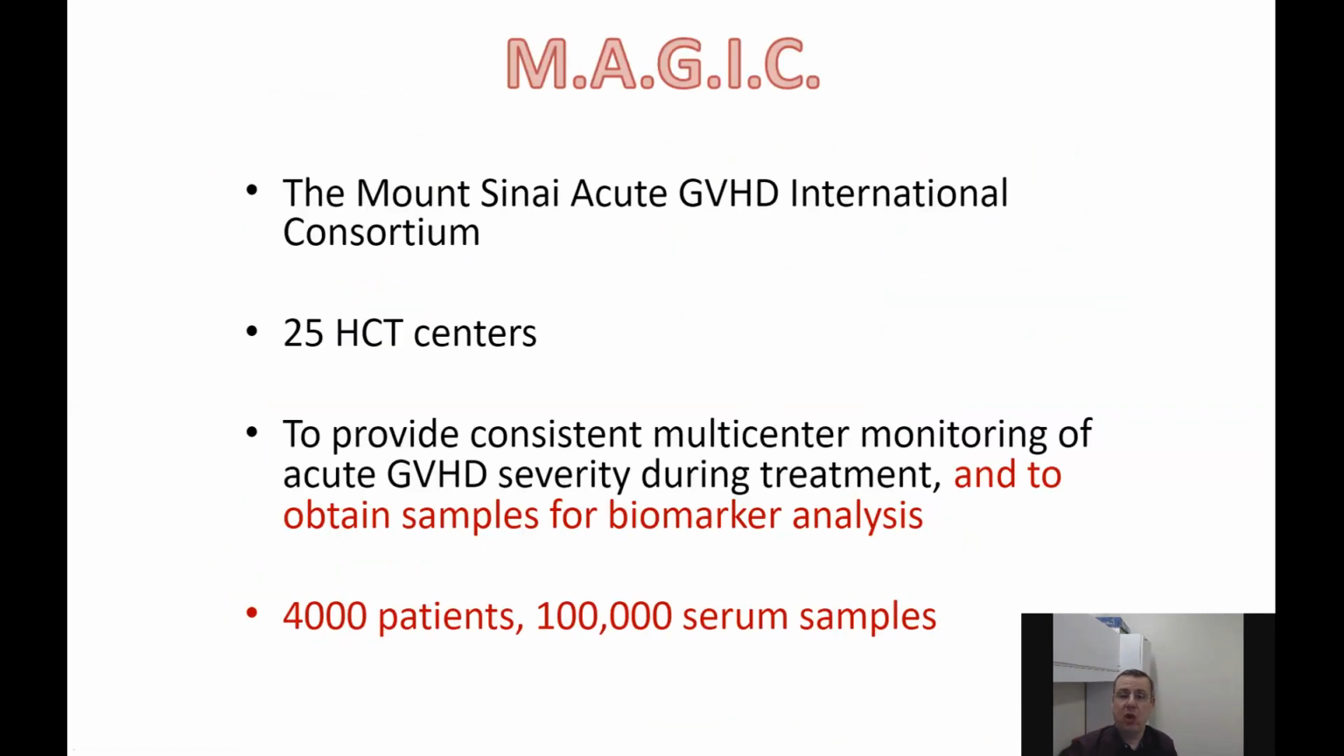Which brings us now to probably what is the largest proteomics study that is ongoing worldwide in regards to allogeneic transplant recipients and prediction of acute graft-versus-host disease. That is the MAGIC Consortium. MAGIC stands for the Mount Sinai Acute GVHD International Consortium. It involves over 25 stem cell transplant centers, and it provides consistent multi-center monitoring of acute GVHD severity during treatment, as well as its main purpose is to obtain samples for biomarker analysis.